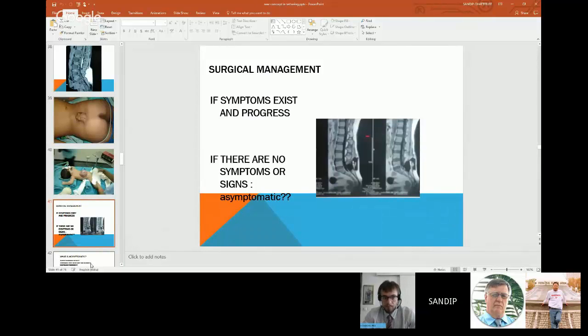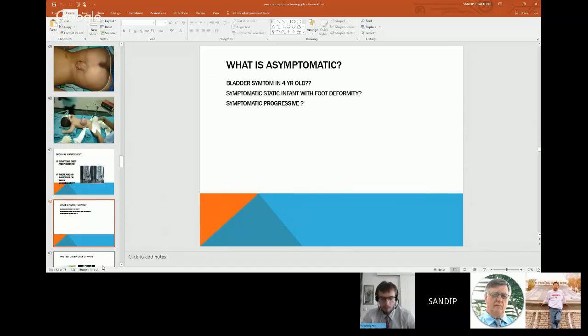Well, of course, if symptoms exist, symptoms progress, they need surgery. There's no controversy about that. What happens if there are no symptoms or signs? The so-called asymptomatic dysraphic lesions. The first big problem when dealing with this definition is, of course, in the word asymptomatic. What is asymptomatic? Bladder symptoms in a 4-year-old? What about symptomatic static, an infant who's born with a fixed deformity which doesn't progress?